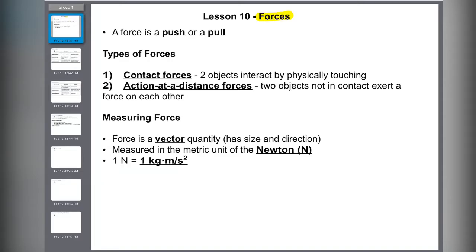So forces, in general, are a push or a pull. And there are two types of force. One is a contact force, when one object pushes on another and it starts moving, so there's actually touching involved. But then there's another type of force called action at a distance forces. Common ones are like the force of gravity. If you have two objects spaced fairly far from each other, you can still have one acting on another.